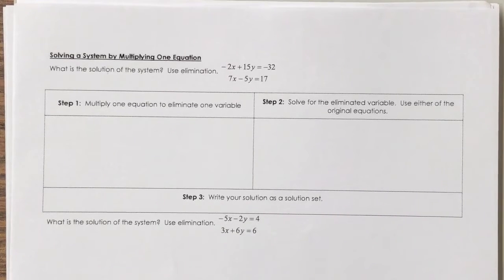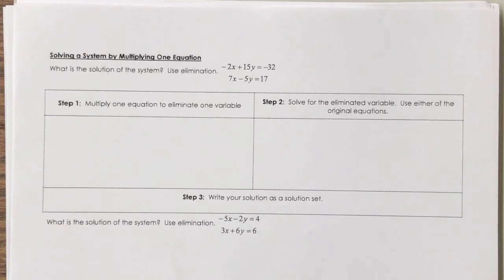So example 3. This is going to be our last example for today. I want you to notice in this example that our x's line up, our y's line up, our constants line up. But notice I can't just add together my two equations because I don't have a variable that's opposite. I have a negative 2x and a 7x, and I have a 15y and a negative 5y. So what happens when you don't have opposite terms?